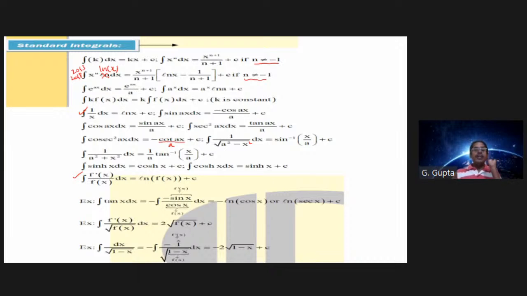So whenever in your integrand, the numerator has some x terms and the denominator has some other x terms, when the denominator's differentiation belongs to the numerator, that is f dash x, then immediately the answer is log of fx, where fx is the denominator.